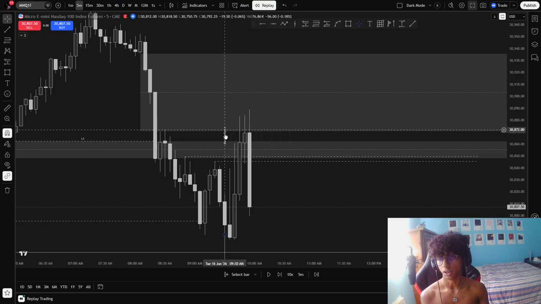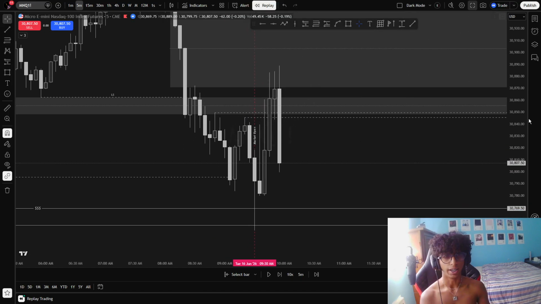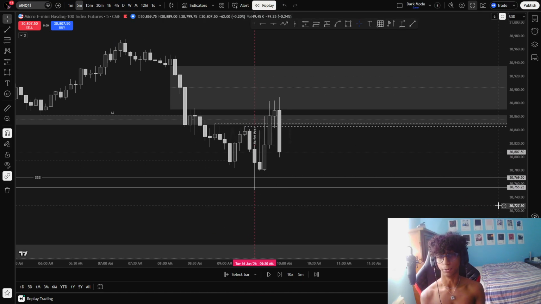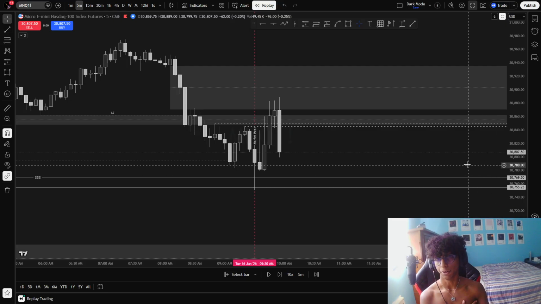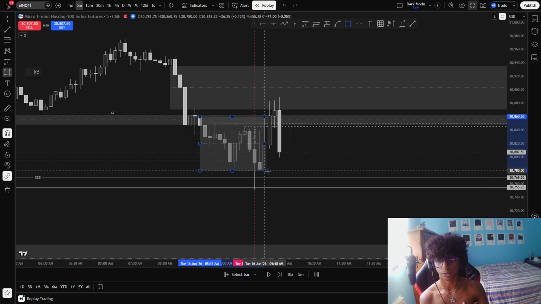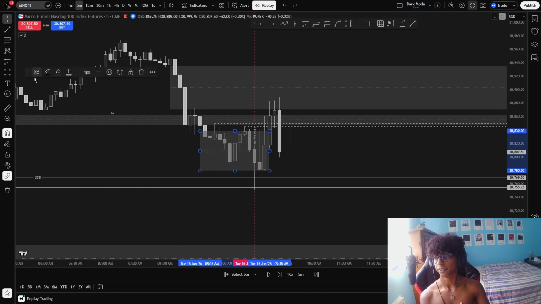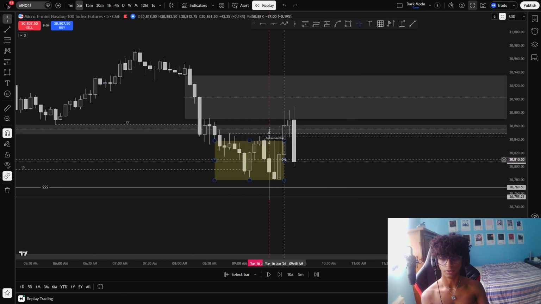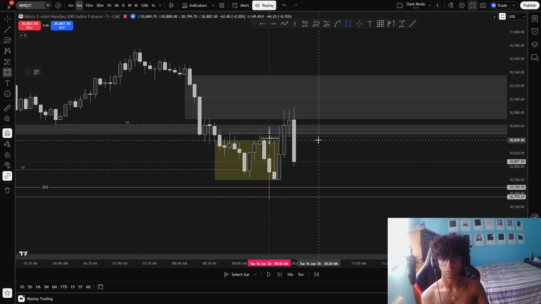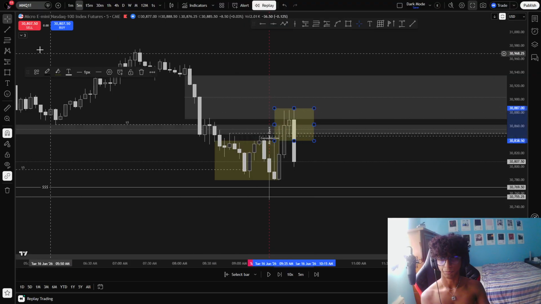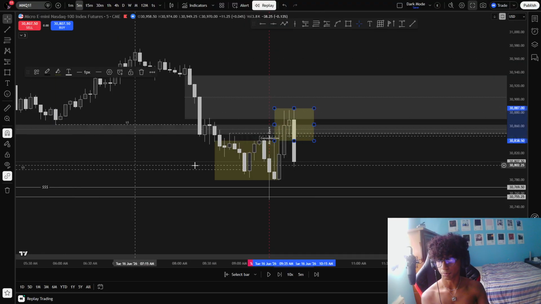We got the market open manipulation, and you can start to see where we're getting that AMD setup, right? You can see this sort of area is going to be our consolidation. Let's mark this out. This is going to be our consolidation, and then we're going to have a nice manipulation leg. This right here, sweeping these highs. That's going to be our manipulation.